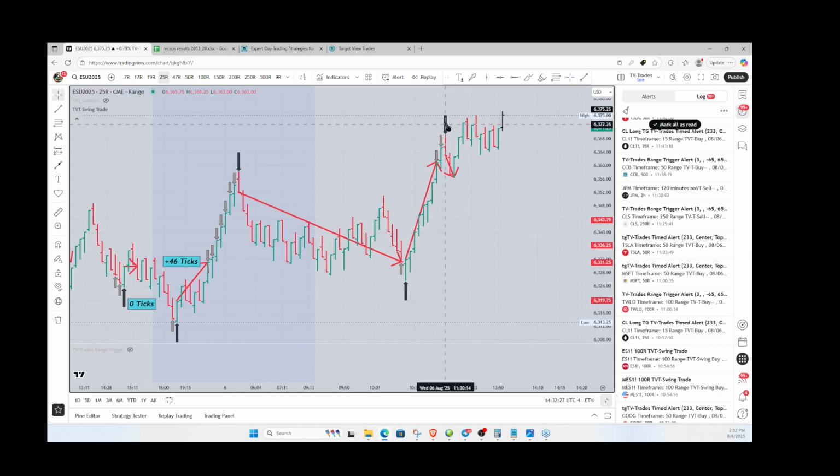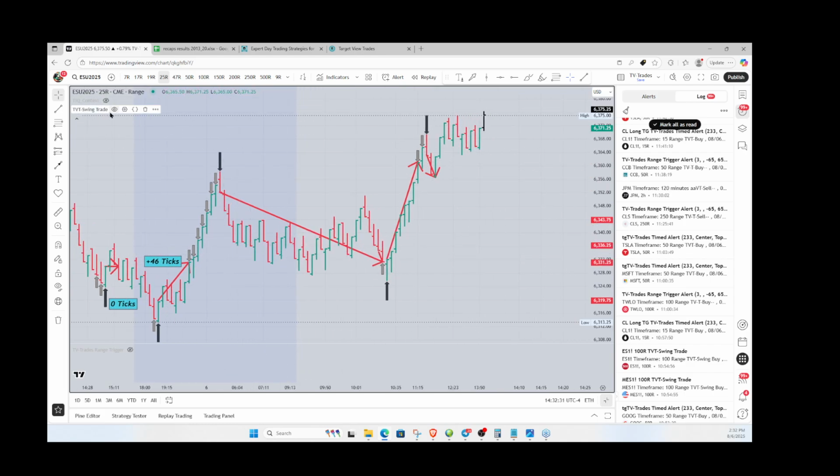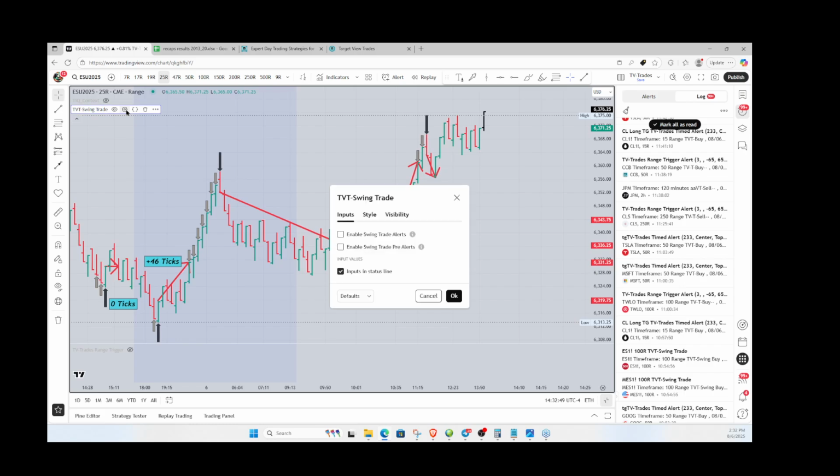This is the new swing trade tool placed here on the chart. This is an ES25 range chart, and I just threw the new swing trade tool on the chart. You don't have to do anything else when you put it on. You just put it on. If you want to do alerts with it, you have to go to properties and enable the swing trade alerts.